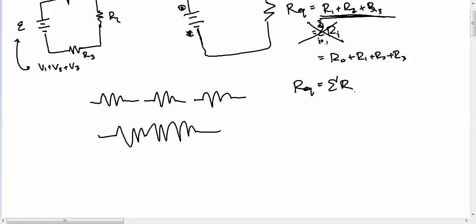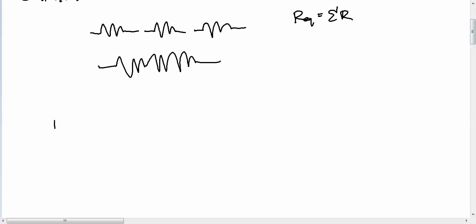So let's try a problem. Let's say we have a circuit, and our circuit looks like this. We've got three resistors over here, and we've got a battery attached to it. The battery is a 24-volt battery, or maybe it's two 12-volt batteries that we put in series, so you just add them up. Okay, fine.